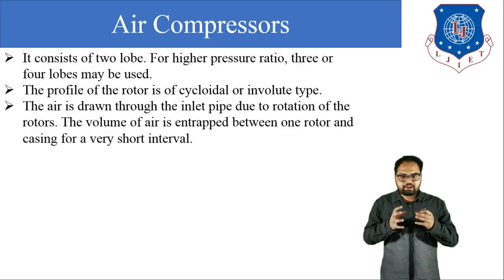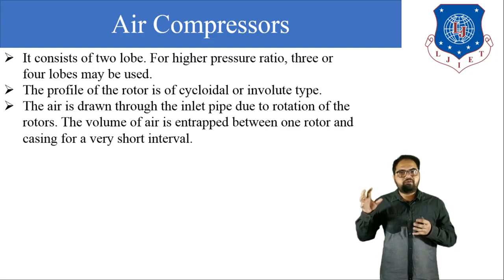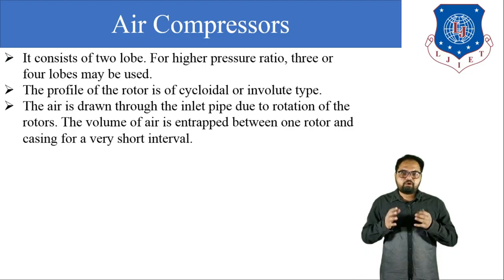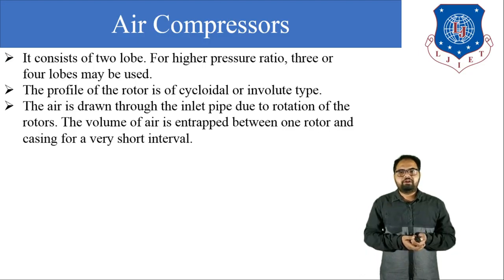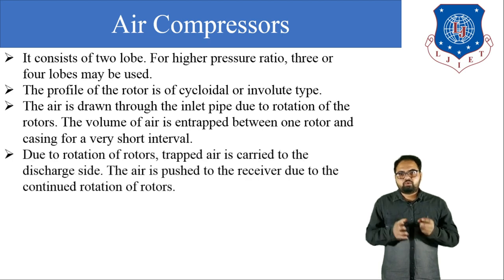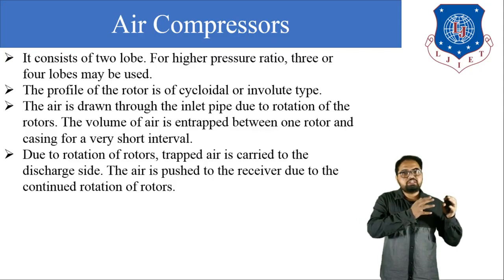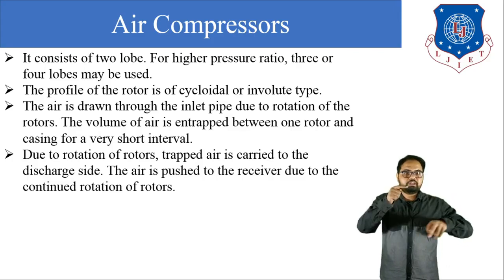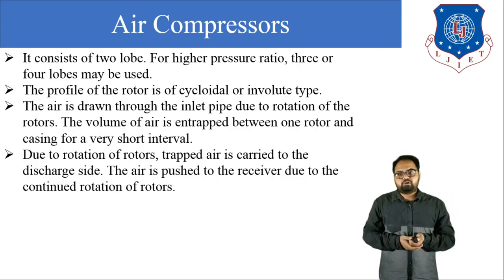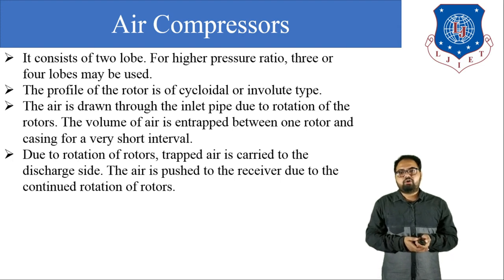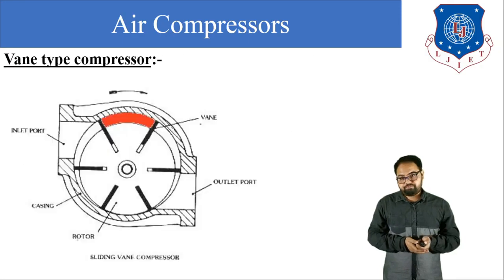The volume of air is trapped between the one rotor and the casing for a very short interval of time. After that, with the rotation of the rotors, the trapped air is carried to the discharge side and the air is pushed to the receiver due to continuous rotation of the rotors. So this is the basic operation of roots blower type air compressor.